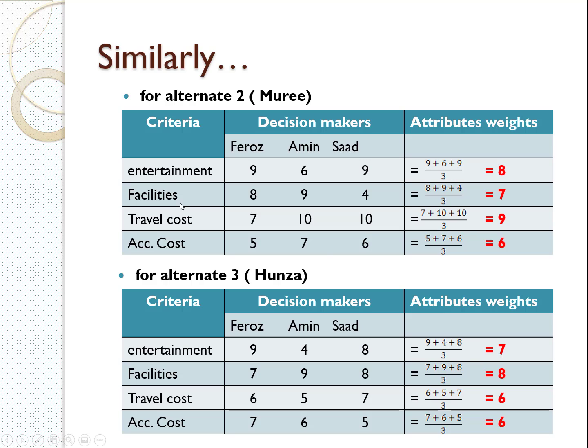So Murray compared with entertainment: Feroz assigns 9, Amin assigns 6, and Saad assigns 9. Once again, you need to calculate the average. Similarly for facilities, we will calculate the attribute weights for Murray. Similarly, we will calculate attribute weights for Hunza, and all 3 decision makers assign for Hunza against each criteria: entertainment, facilities, travel cost, accommodation cost. So we will calculate these attribute weights.